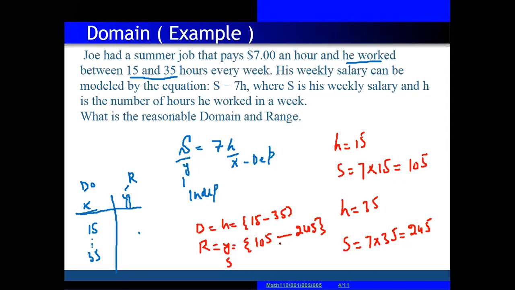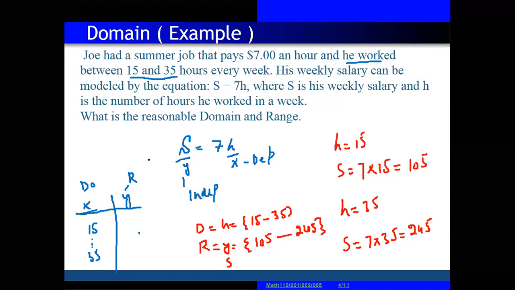Let's suppose the range 15 to 35 is not given. Per week, how many hours can she work? We have 7 days per week, 7 multiplied by 24 hours, 168. So the X value can go up to 168 possible hours. Similarly, if you multiply 168 by 7, this will give you the range of her salary.